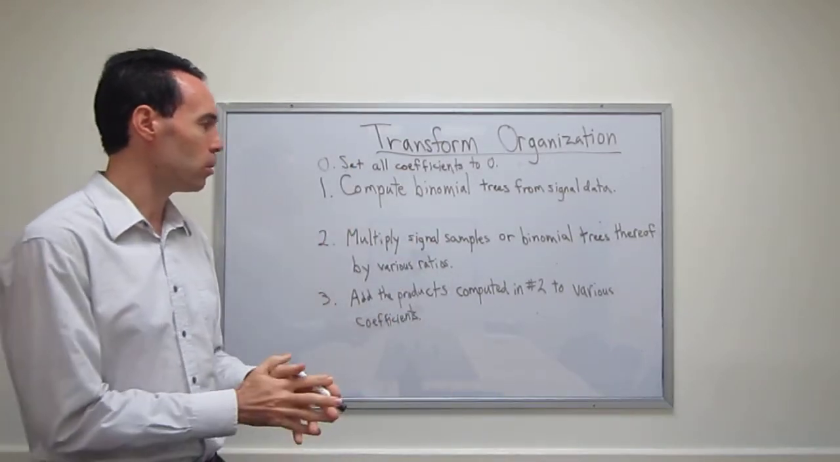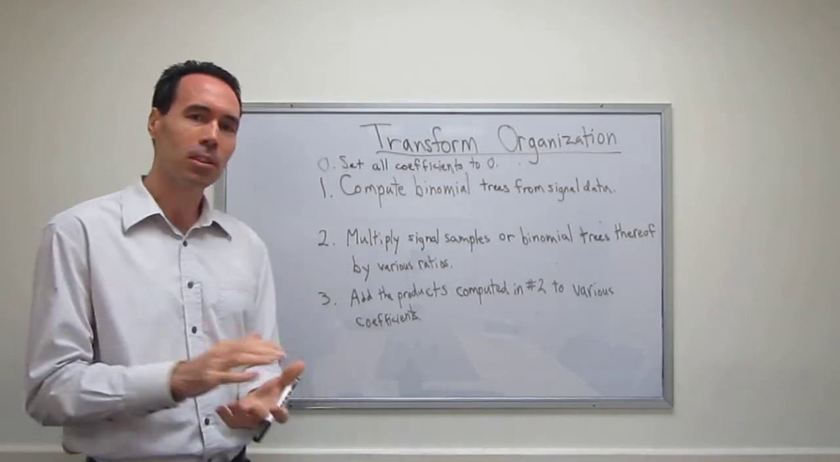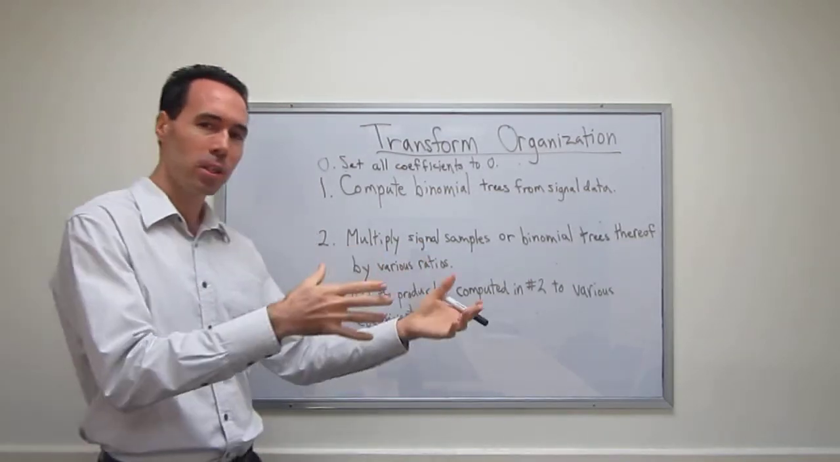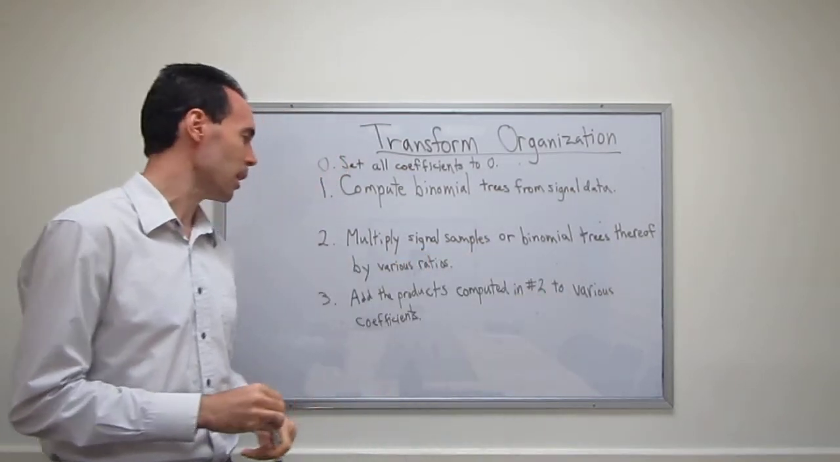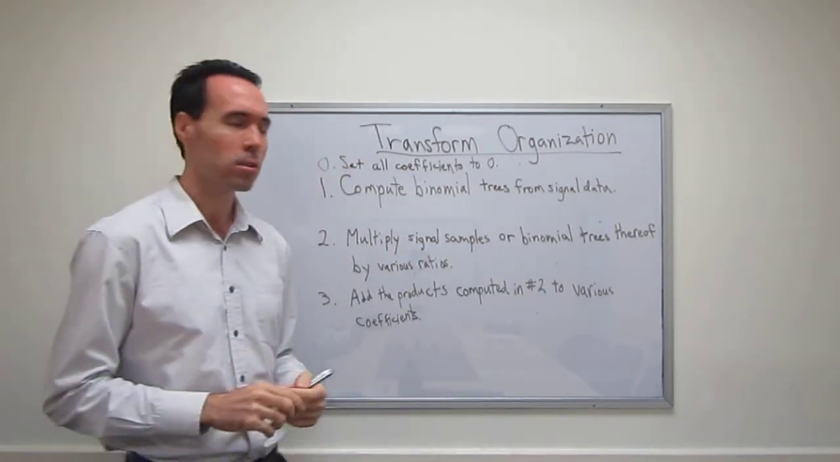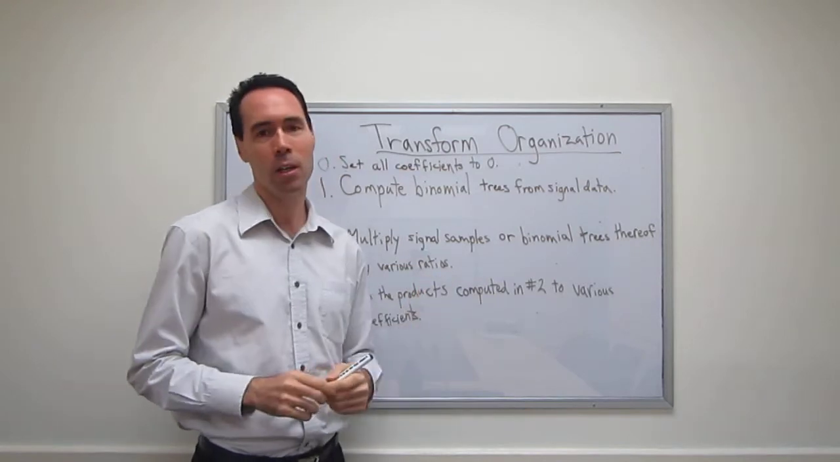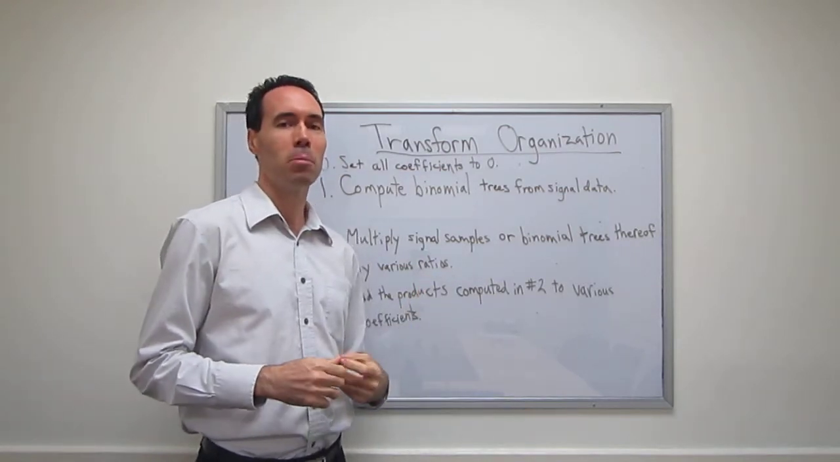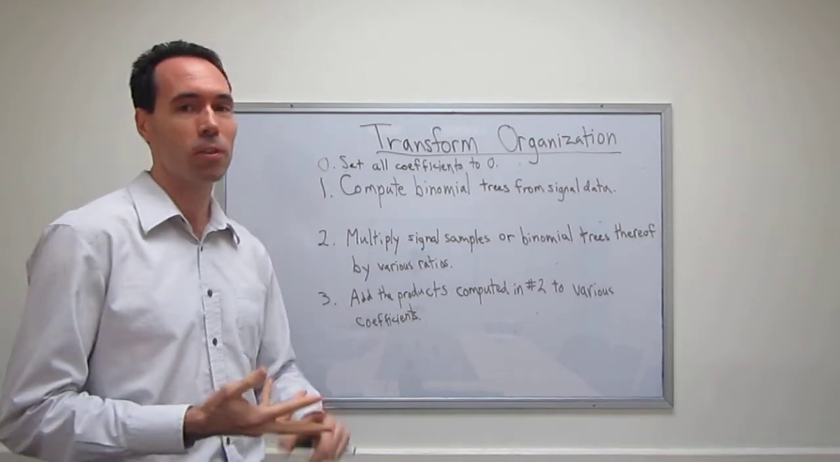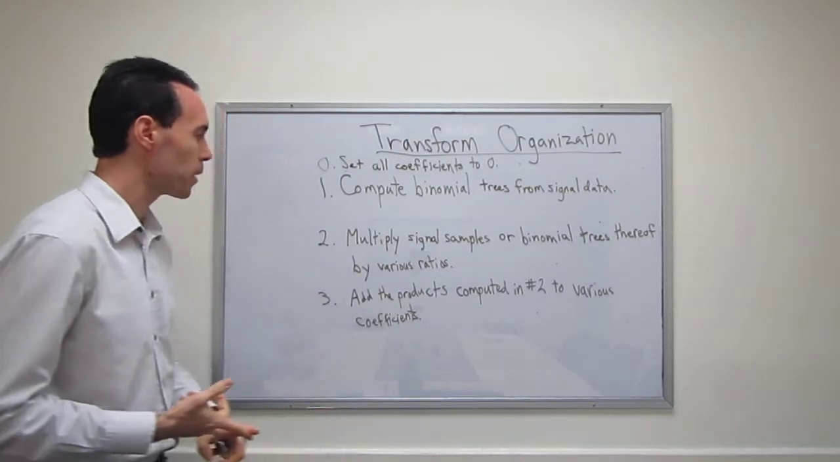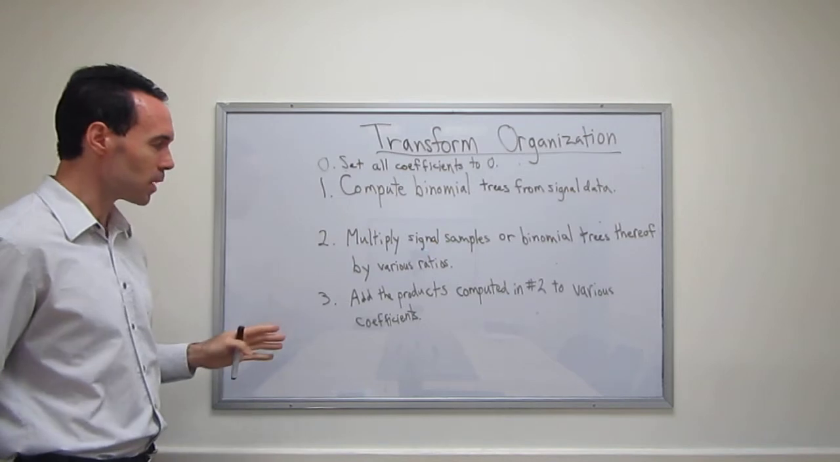The second thing we do is we multiply the signal samples or the binomial trees thereof. And again, these are both scalar values at the end of the day, by various ratios. Now, those ratios are given in a data table. And depending on which format it's in, it's either called the literal list, or the number list, or the fixed list, or the custom list. Okay? So that's what we do there.